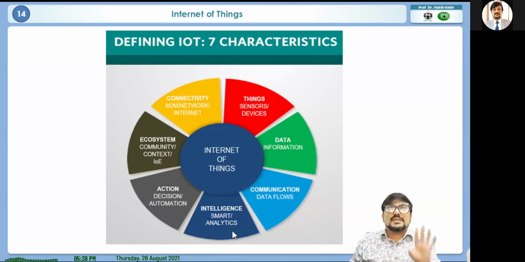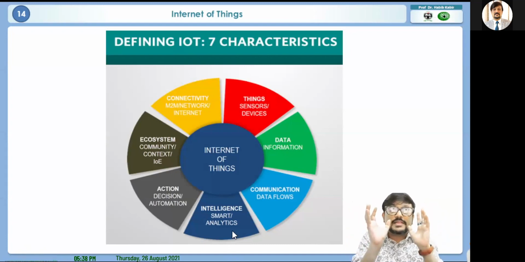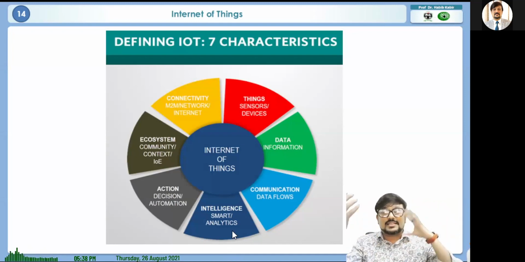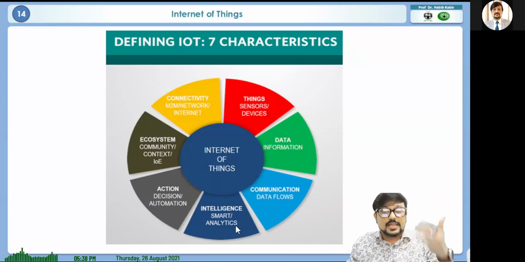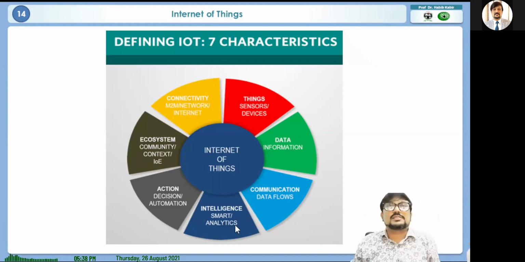Then intelligent means smart or analytics. So the data should be featured by machine learning, then deep learning, then AI. We call this ML, DL, AI. These three are together, so we make the data, like big data, into intelligent data or smart data. We feature the data, saying okay, this data is from here. This is what we call intelligence, okay?